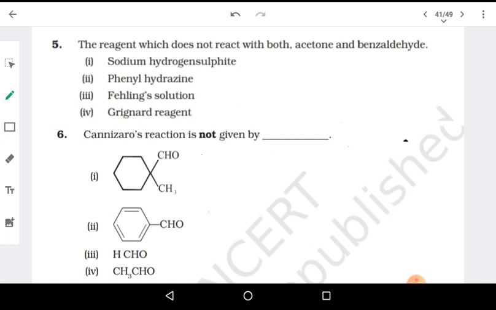The answer should be option number 3, Fehling solution. Next one, Cannizzaro reaction is not given by. Very easy question. You have to check which compound has alpha hydrogen. That will not give us Cannizzaro reaction. So the answer should be option number 4.